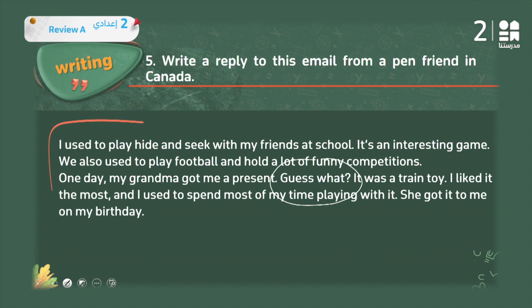I liked it the most and I used to spend most of my time playing with it. She got it to me on my birthday. فأنا اتكلمت عن my favorite toy وإيه my favorite games that I used to play. دي أول حاجة ردا على الإيميل اللي كان مبعوث لي من ماكس.